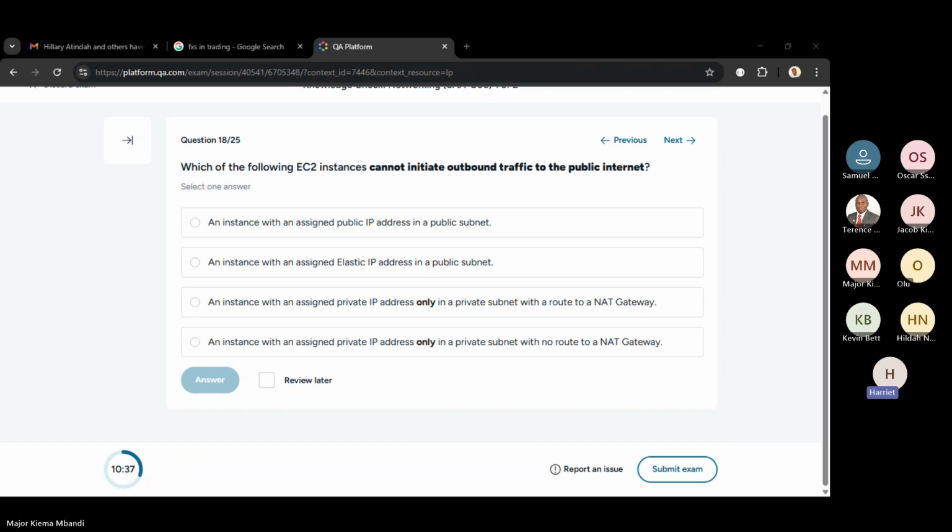Cannot initiate outbound traffic. I select A, B, C, that's D: an instance with an assigned private IP address only, in a private subnet with no route to a NAT gateway. In agreement, we move. Yeah, there is no contention. We can move.